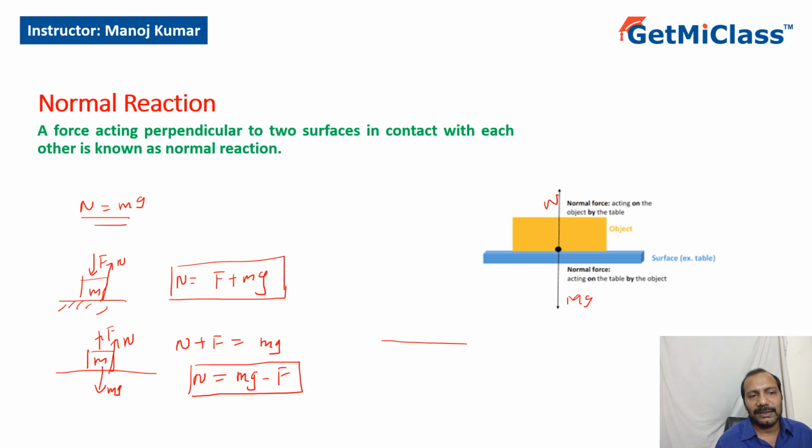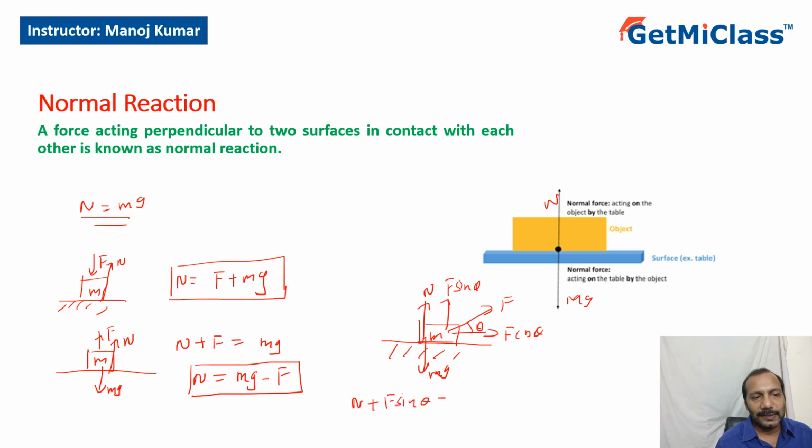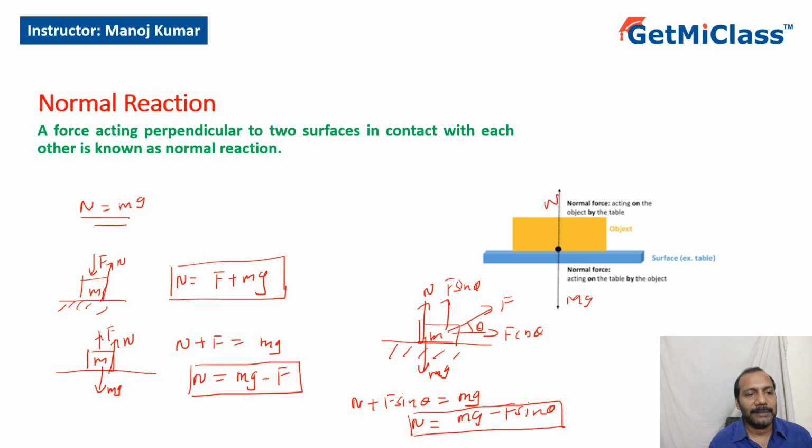Now let me take a situation where a force is applied at a certain angle. Let's say this is mass m. I apply a force F at an angle theta to the horizontal. Then this part would be F cos theta and this part would be F sin theta. Now what is the downward force? Weight, and normal reaction is upwards. Again I equate the upward forces to the downward force. So from this what do I get? I'll get N equal to mg minus F sin theta. So in this case normal reaction is mg minus F sin theta. In this way I can find normal reactions depending on various situations.